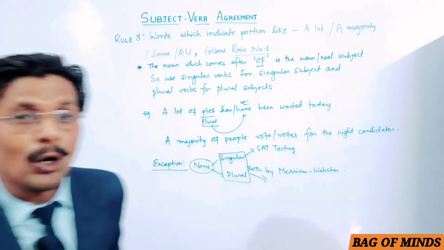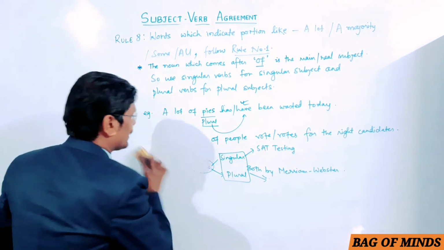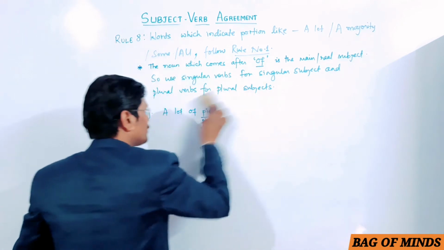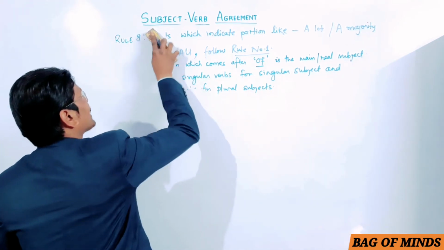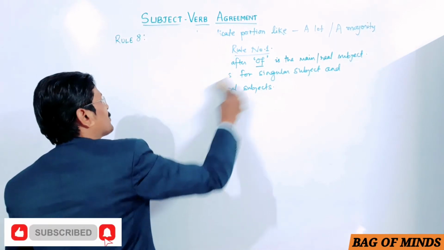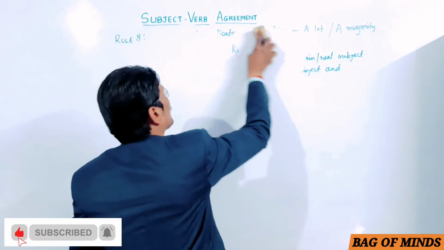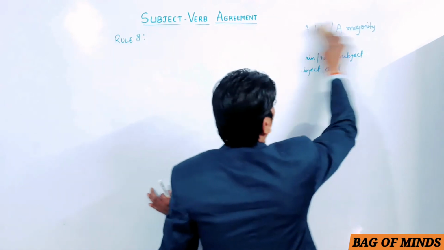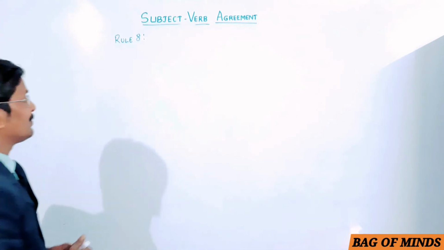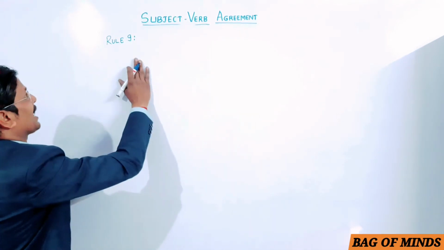Now let's move to rule number 9. Please be very particular about the rules and the exceptions associated with it. Otherwise, you will make mistakes with subject-verb agreement questions or sentences, or if you use it in your life as a part of your daily language or as a medium of your communication. Alright, so let's move to rule number 9.